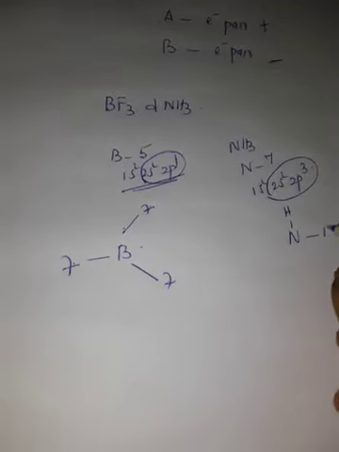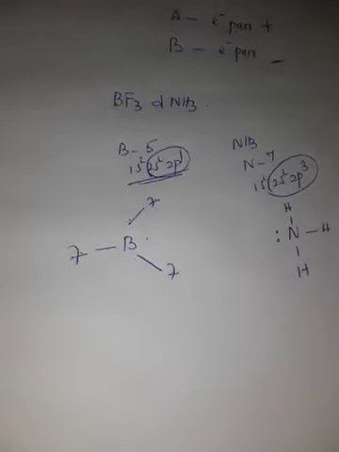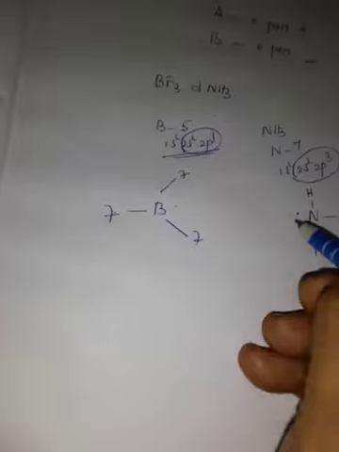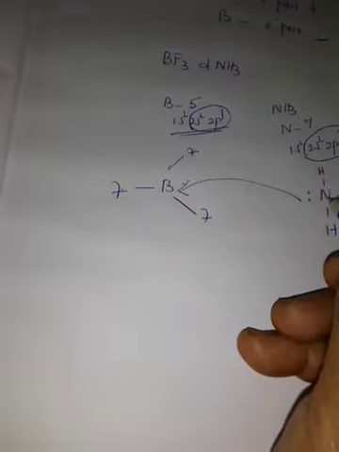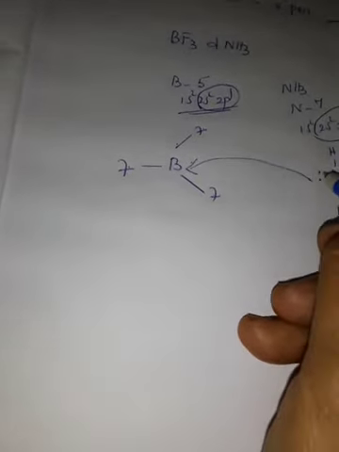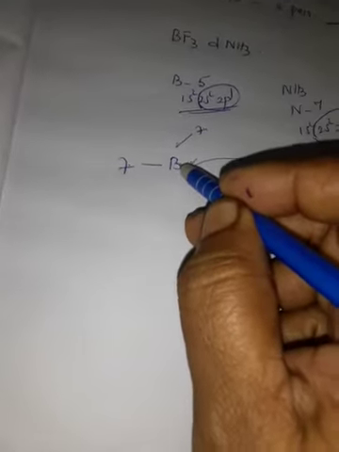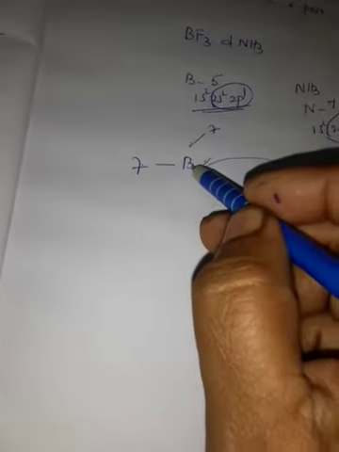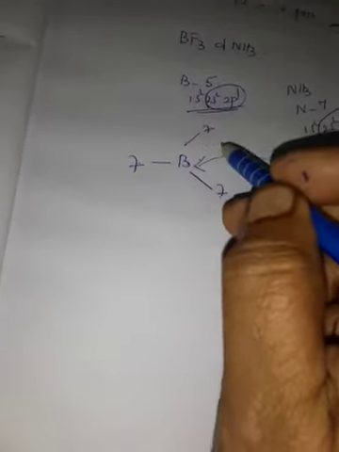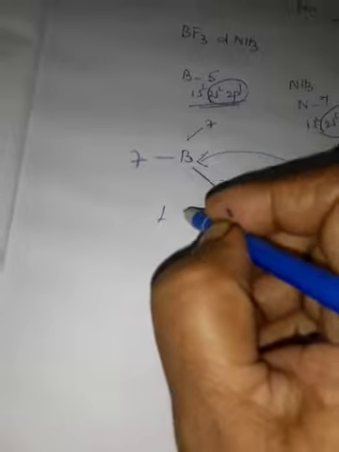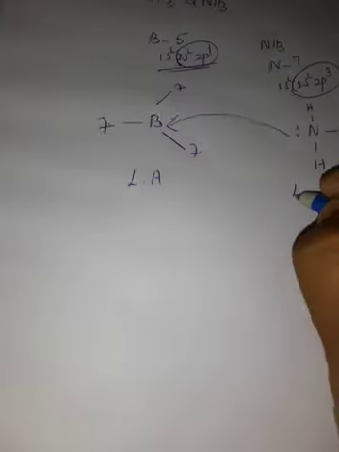In ammonia, NH3, 3 electrons have gone into bonds, and the remaining 2 electrons remain as a lone pair. Now this lone pair can be donated to boron. Boron is electron deficient, and nitrogen has excess electrons. So this electron pair can be donated to boron. Boron is electron deficient, so it accepts; nitrogen is electron rich, so it donates. The species that accepts is called a Lewis acid, and the species that donates is called a Lewis base.